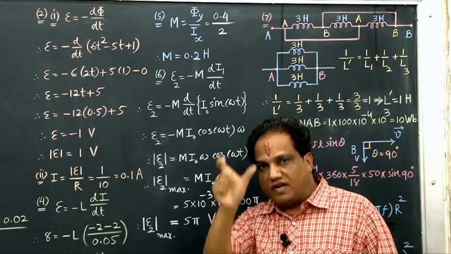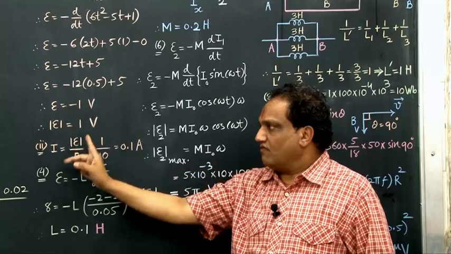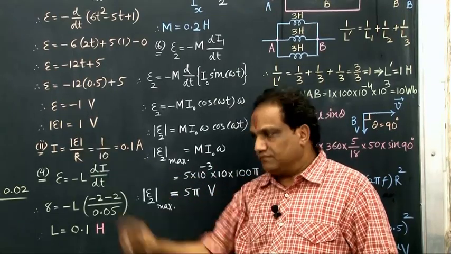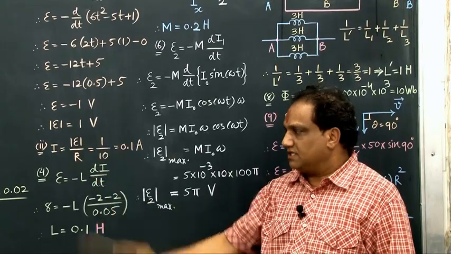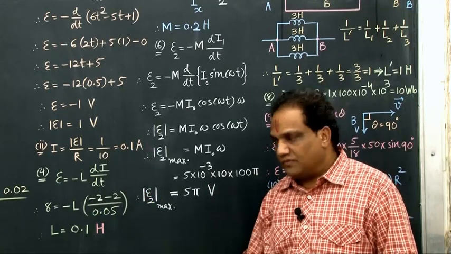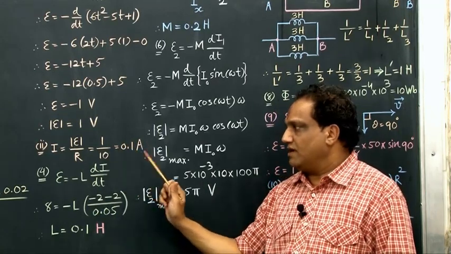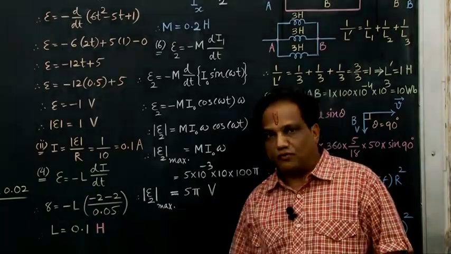If you are interested in finding out the magnitude, then you can take modulus on both the sides. So mod of E will be 1 volt. What about induced current? It is induced EMF divided by resistance. Induced EMF is 1 volt and resistance is 10 ohm. 1 upon 10, that is 0.1 ampere. Got it? Come on, read number 4.